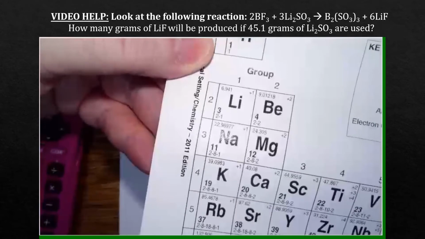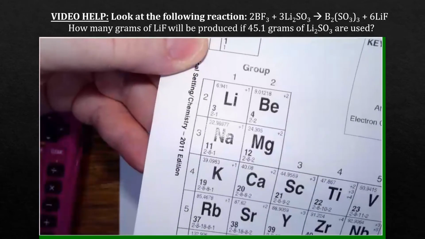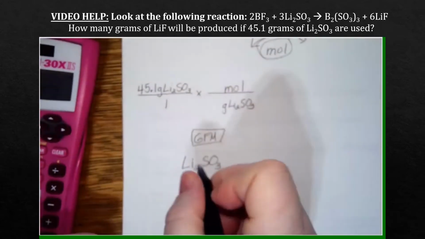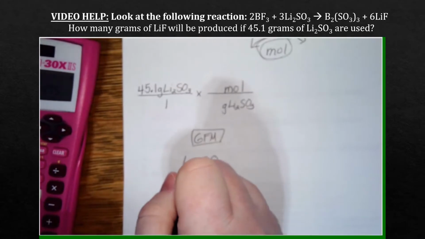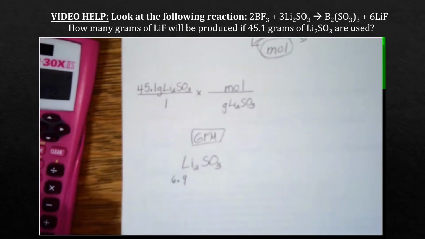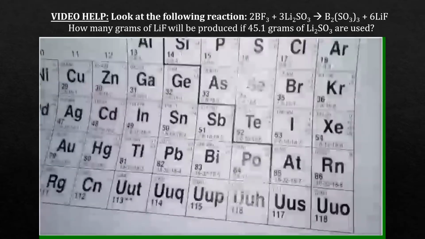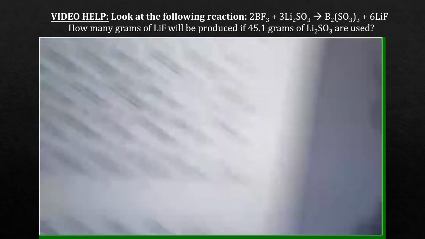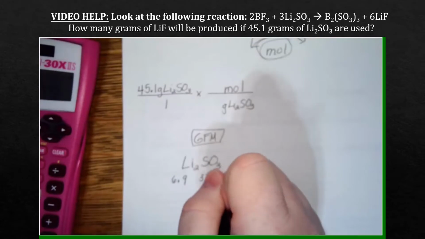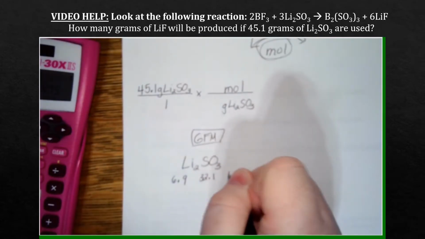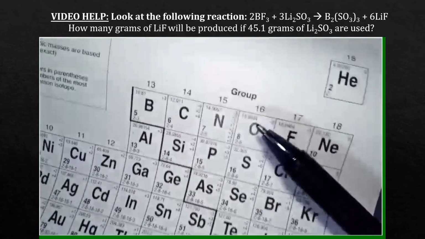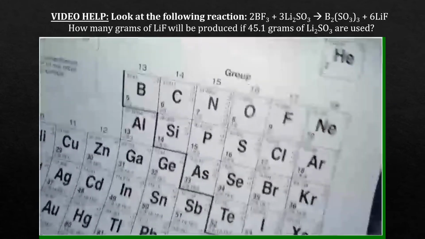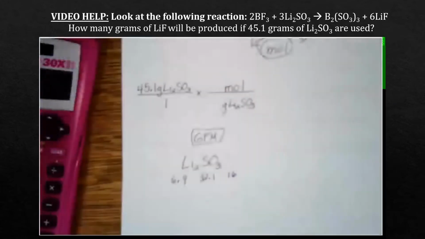Okay, can you see that? There we go. 6.9. So Li is 6.9. Let's check the others before we readjust focusing. Let's look at sulfur, 32.1. And oxygen, we should know, is 16, but let's look. 16. Okay, so now let's readjust our focus.